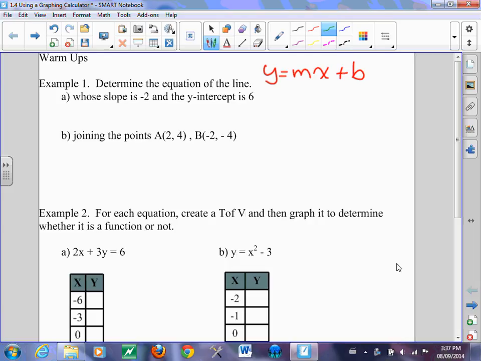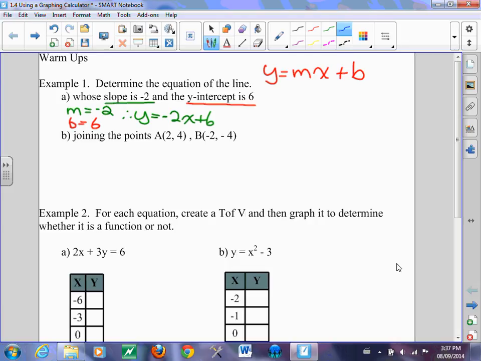For A, it says whose slope is -2, so we automatically know m equals -2. And the y-intercept is 6. Please remember that y-intercept represents the letter b, so b equals 6. Once you know those two pieces of information, you can sub it in. Therefore, y equals -2x plus 6, and that's your equation. That's an easy one because the slope and the y-intercept are given.